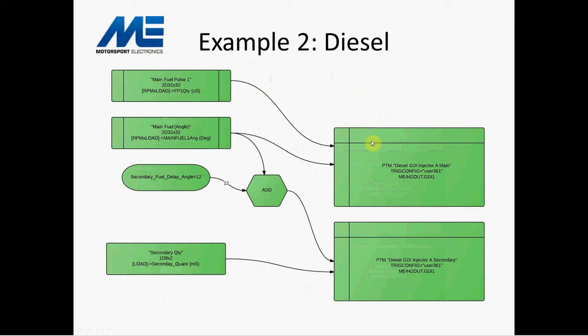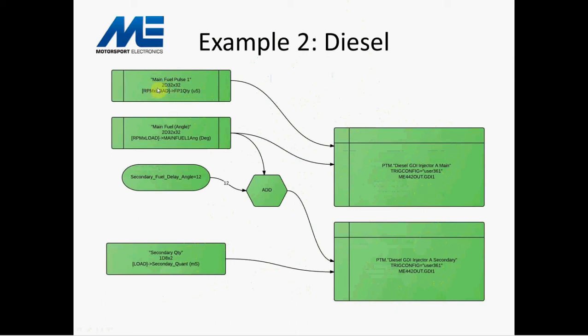So first of all, we have to note that we have 2 PTM nodes, but these PTM nodes actually share the same output. The ME442 doesn't have GDI drivers in it, but for example it does in this, and it shares the GDI1 driver, the 70-volt GDI injector driver, and the second node also shares GDI1, which means that both of these will be firing the same output pin. They'll both act upon that same output pin.